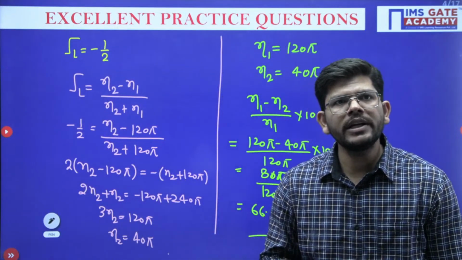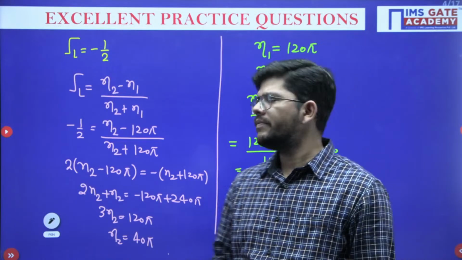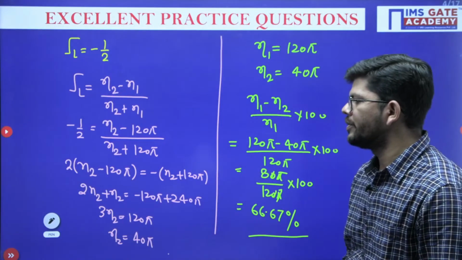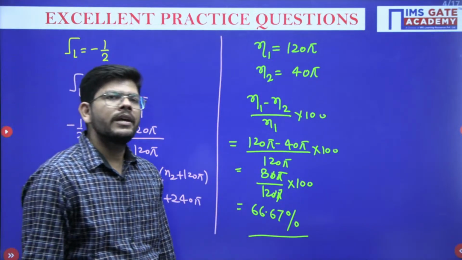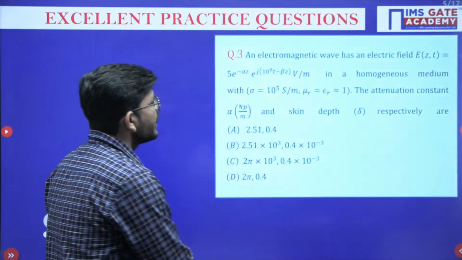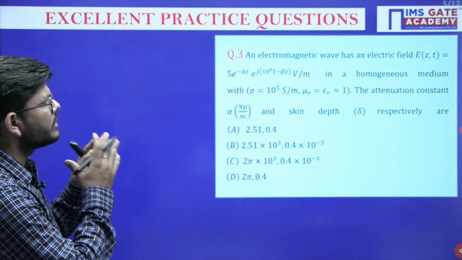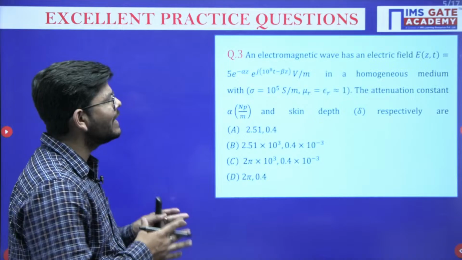If we know eta 1 and eta 2, we can easily find out this particular ratio, this particular quantity given to us. So this is how we can solve this question very easily. Okay, so let me move to the next question. So this is going to be the third question, and read this question with me.